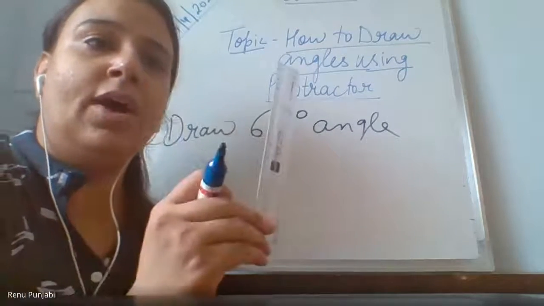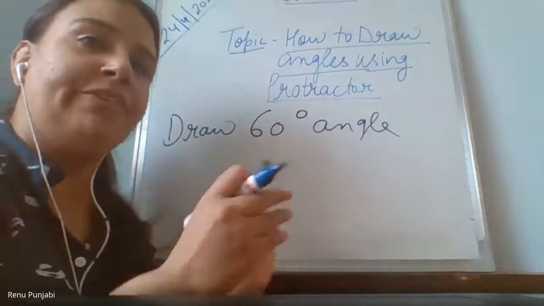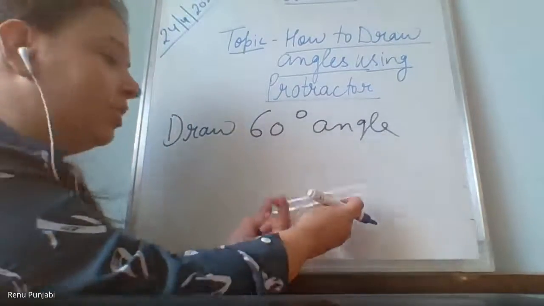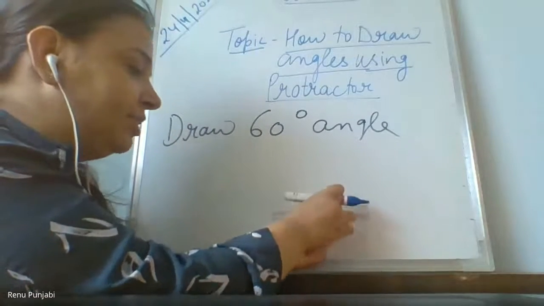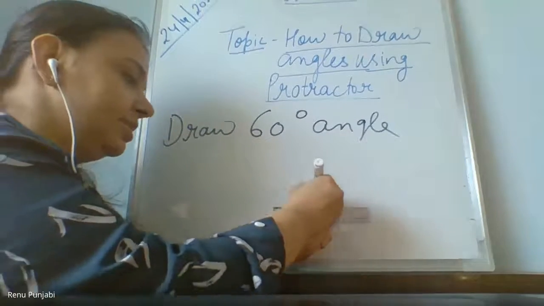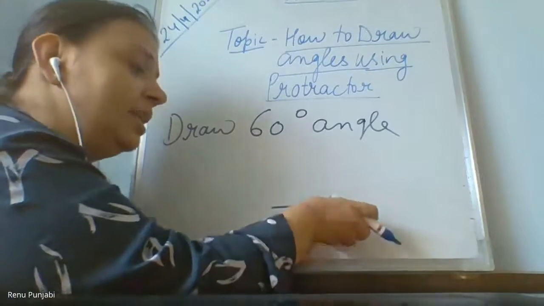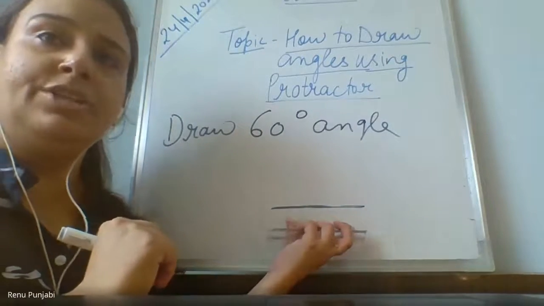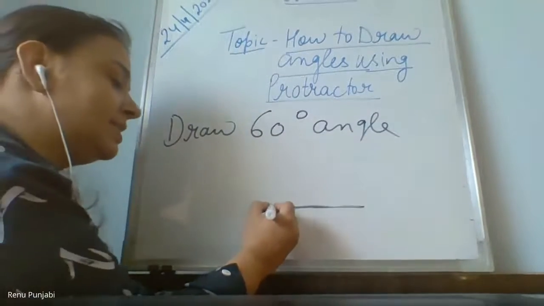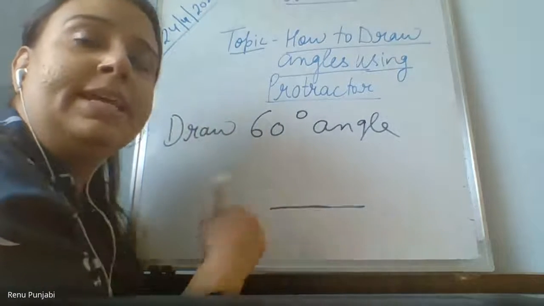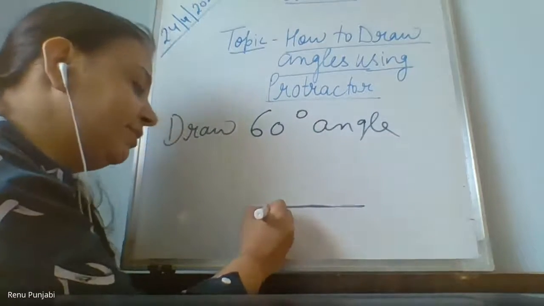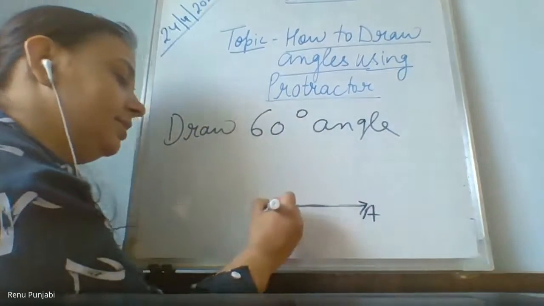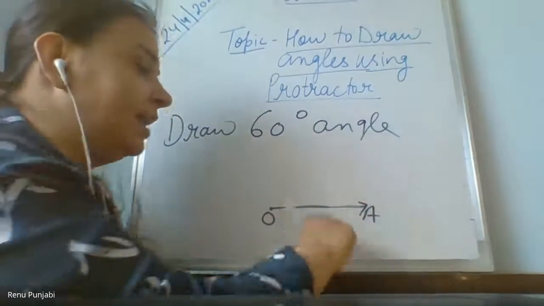Take a scale in your hand and draw a line of any measurement. Any measurement means draw a line of any number of centimeters. That is, draw a ray of any measurement and name it with any name, OB, OC, DA, EF, any name you can give. If I give O, A, this is a ray. One center, one end point, and next is the arrow.